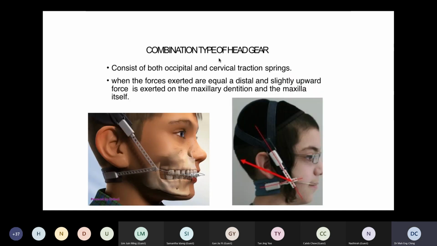Most of the time, we use this combination type of headgear. It consists of both occipital or parietal and the cervical traction spring. When the forces exerted are equal, a distal and slightly upward force is exerted on the maxillary condyles and the maxilla itself. We know the maxilla grows in a downward and forward position. So to reverse this, we need a force which is upward and backward. This is how we reverse or restrict the growth. So the force generated should be slightly tilted upward. That's the ideal force to restrict maxillary growth.